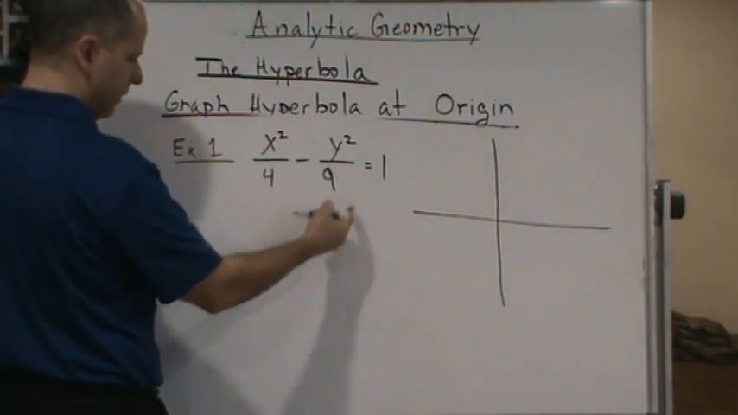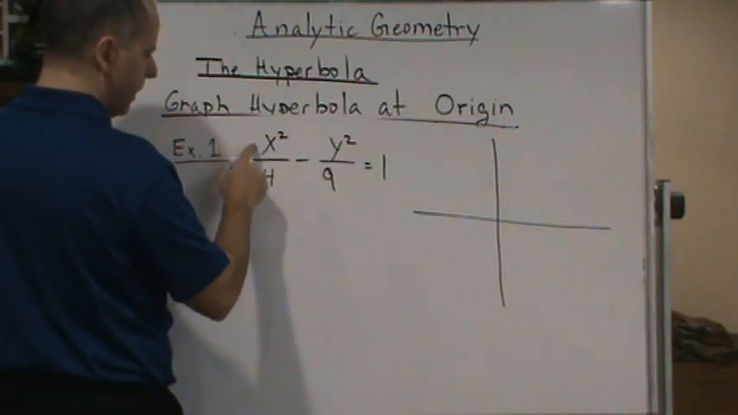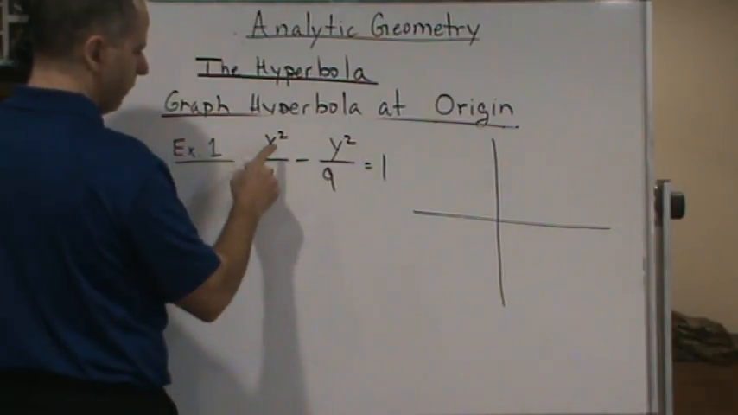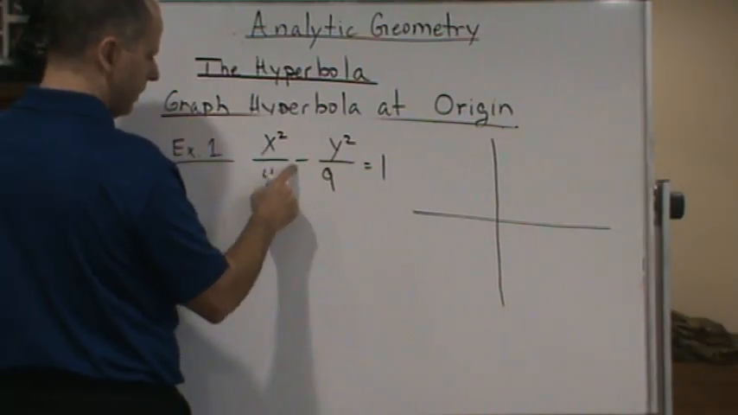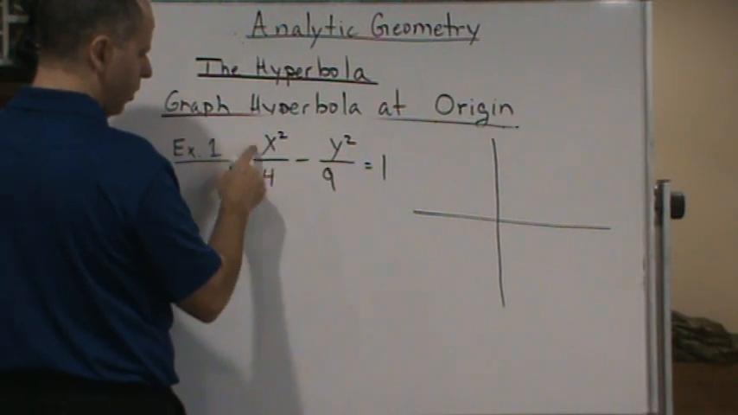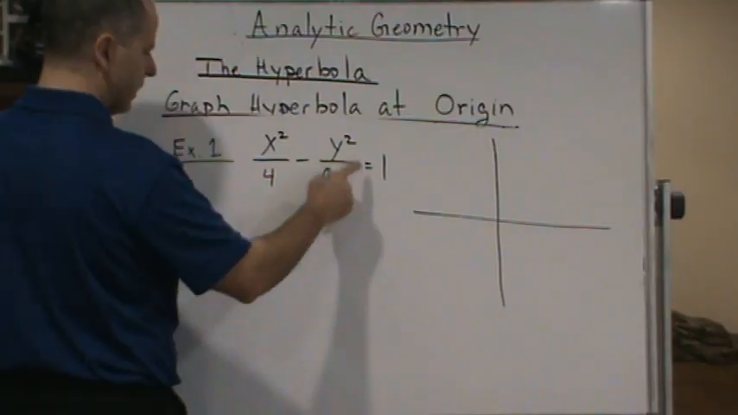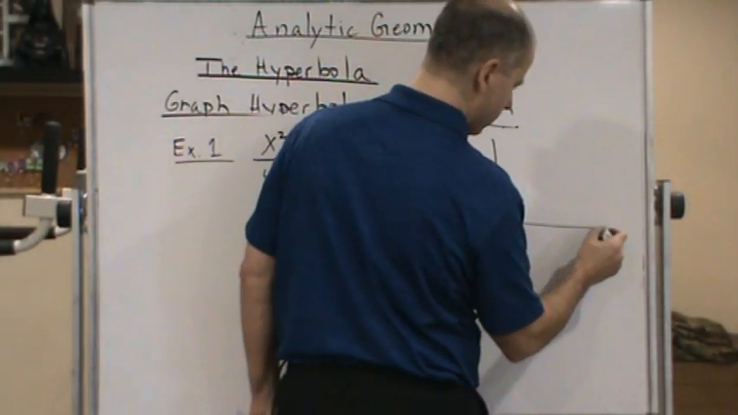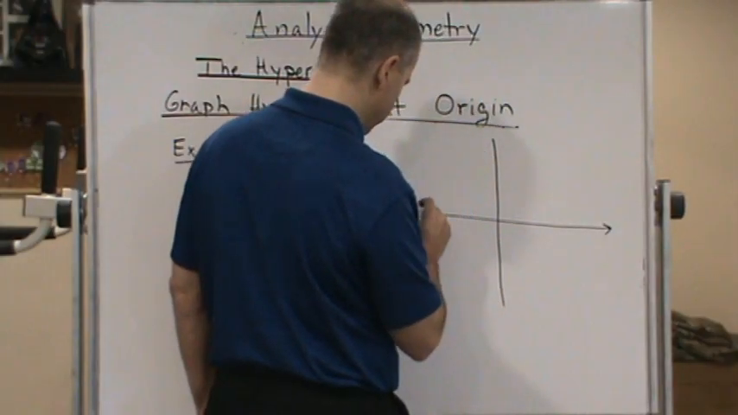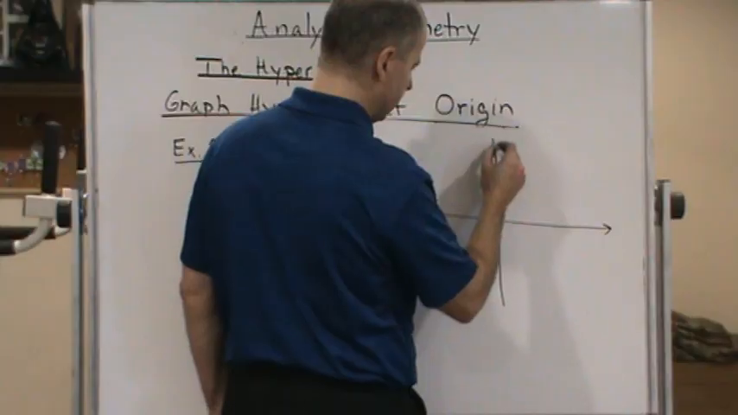It has the form. Also notice that the x value has the positive coefficient, right? So here it's a subtraction, so x is here, y is here. So this tells us that this is going to traverse the x-axis, right? So the graph of the hyperbola is going to cross the x-axis.